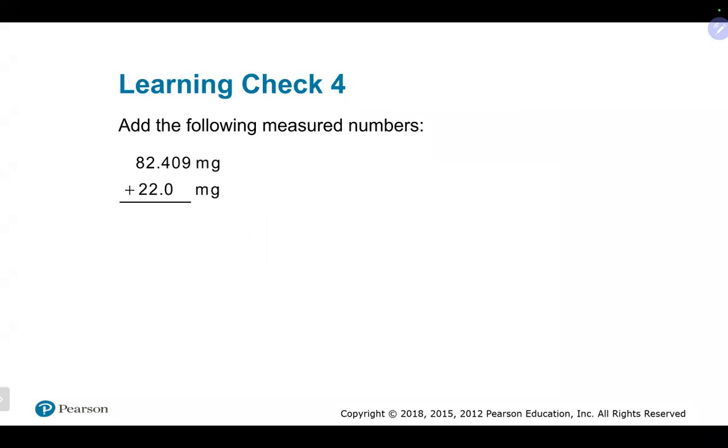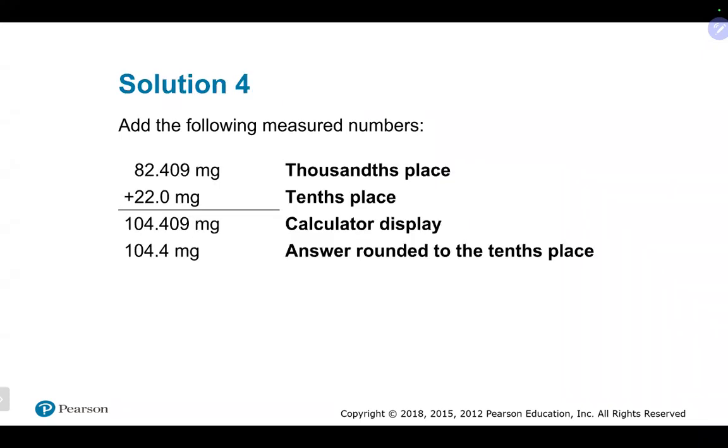So how many decimal places should we end up with here? We should end up with 1 decimal place, right? And again, provided they did the math right, that should be 104.4, which once again has 4 significant figures in this particular case. So on your calculator, you have to do a little bit of editing to get yourself to the right answer.